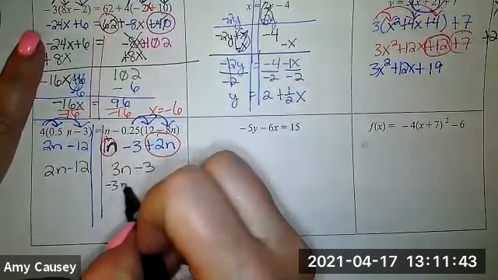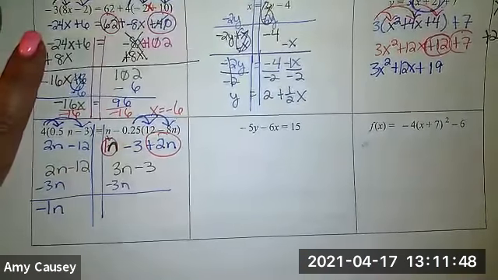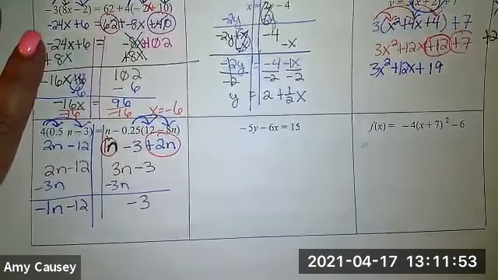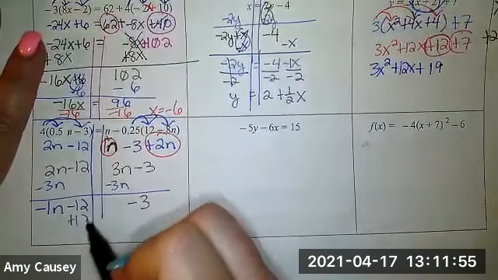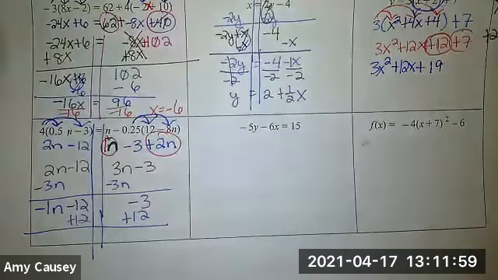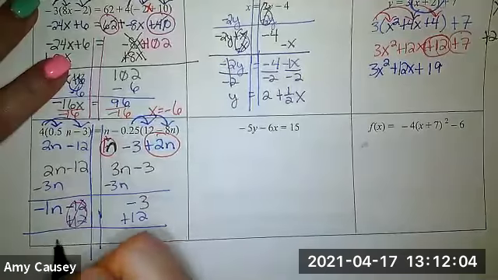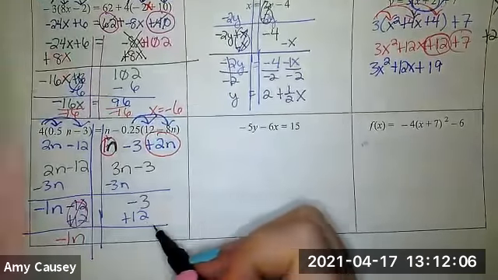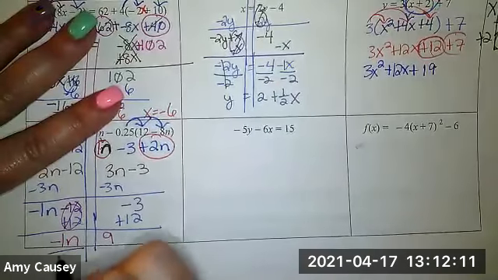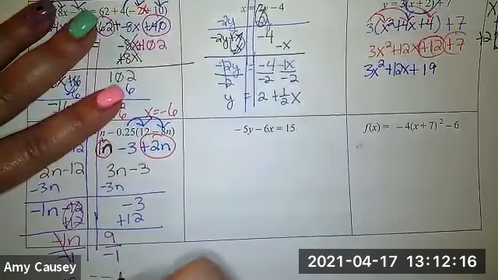Let's move our letters to the left. And then bring down. And let's move our constants to the right. And remember, when you're moving, you're doing the inverse. You're doing the opposite. Now I have negative 1n and 9. And then I'm going to divide by negative 1. N equals negative 9.